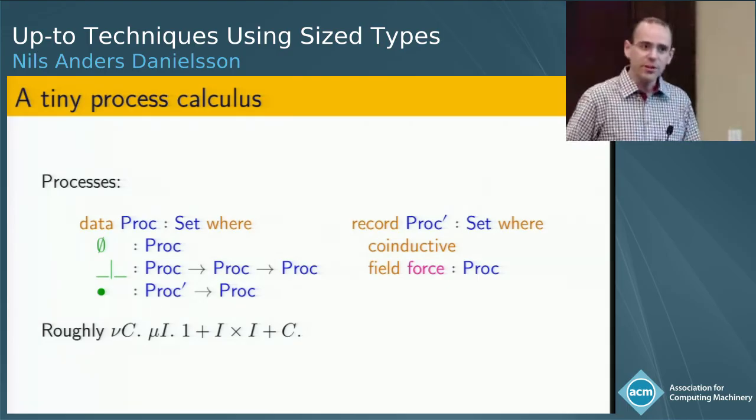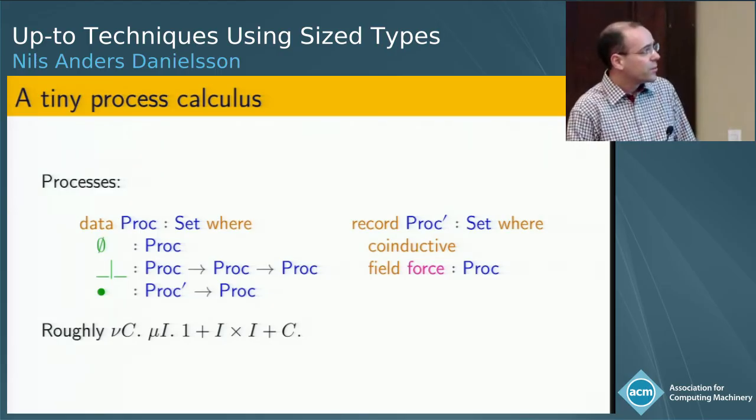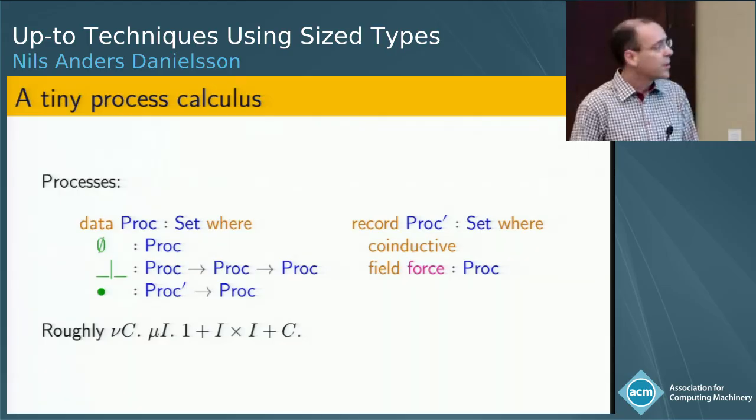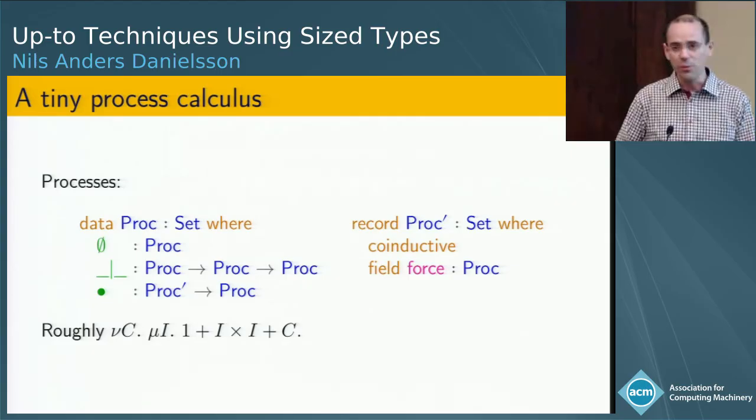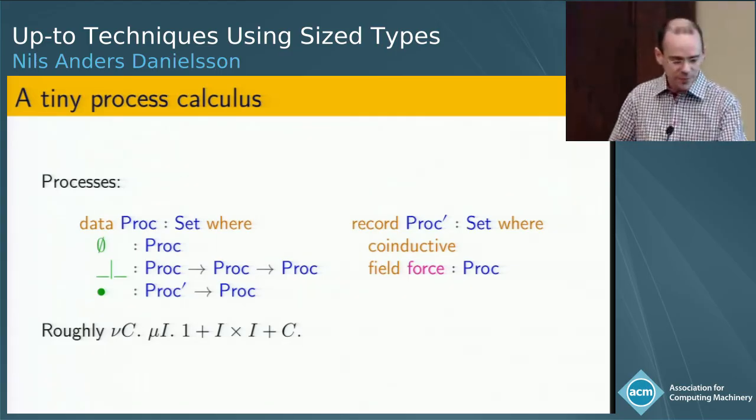But to make this a bit more interesting, I'm defining this using mixed induction and co-induction, so you can have infinite processes. So you can see here that this thing is a suspended process argument, but only for dot, not for parallel composition. So if you want to have infinite processes, you have to use dot.